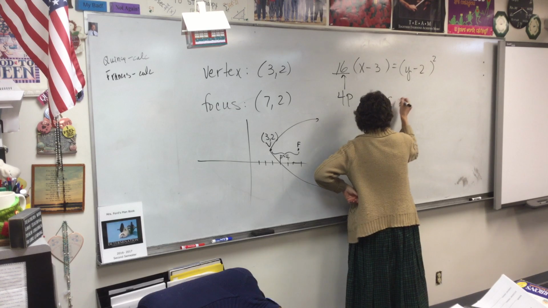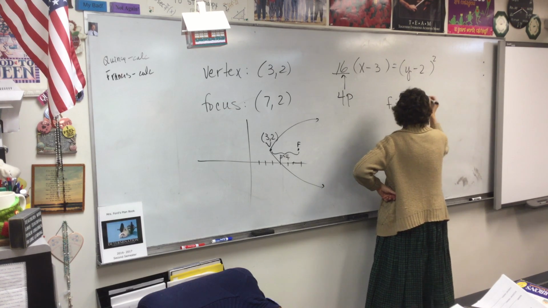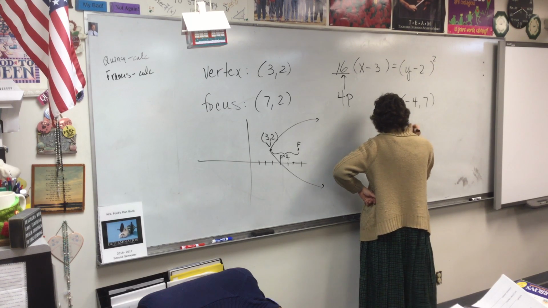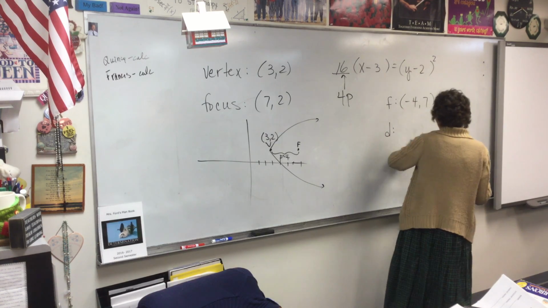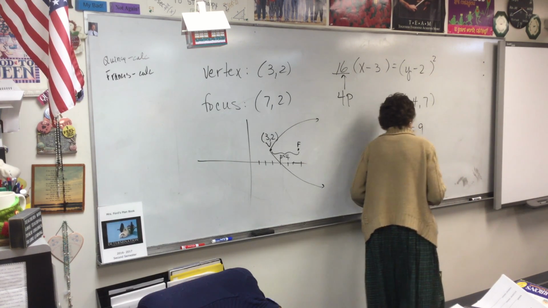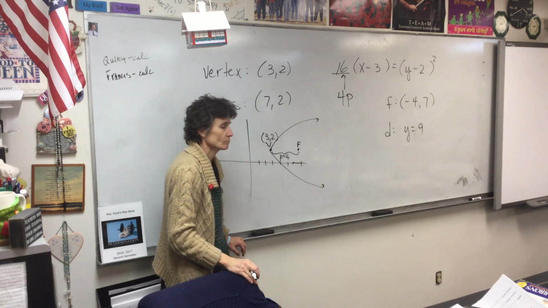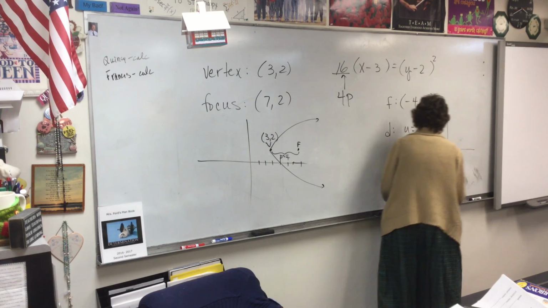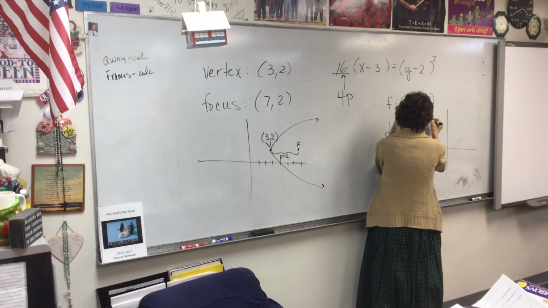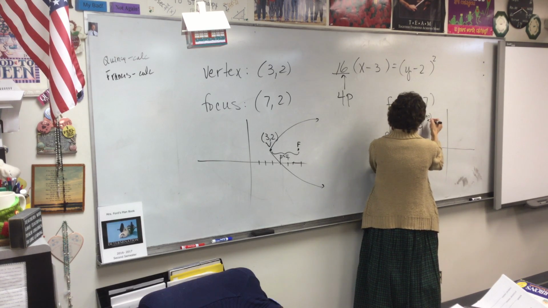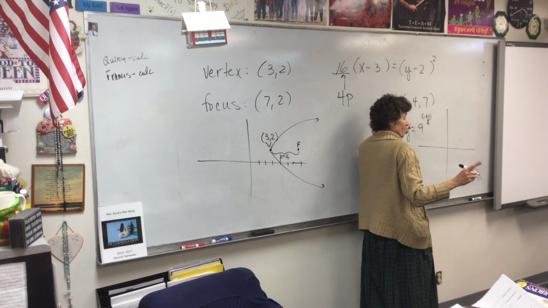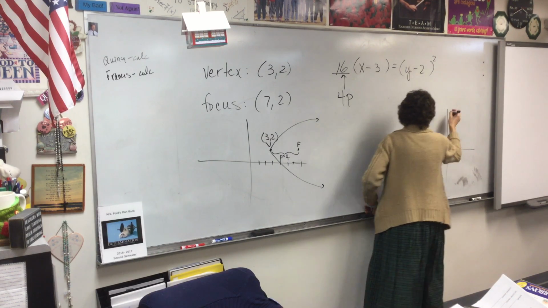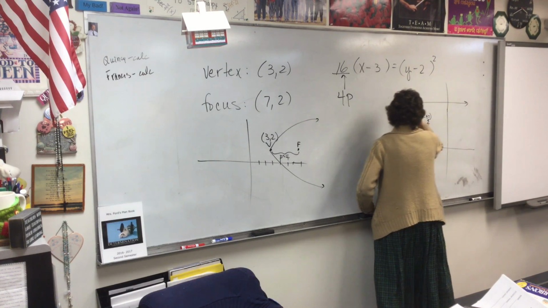Let's suppose I told you that the focus was (-4, 7), and the directrix is y equals 9. All right, so here we go. Let's look at what we've got. Draw a little picture of it. What have we got? (-4, 7). So here's my focus. That is not my directrix. That's my focus. And then my directrix is y equals 9.